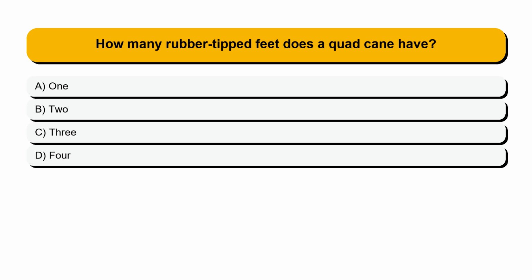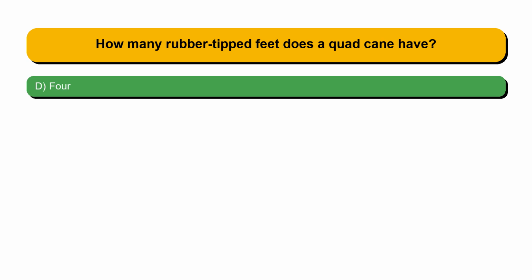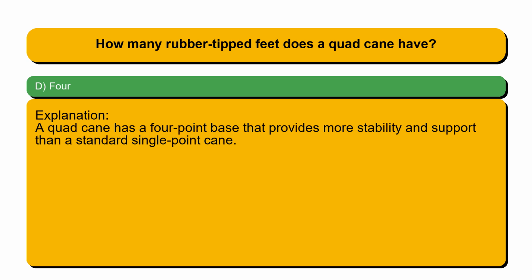Option A, 1, option B, 2, option C, 3, option D, 4. The correct answer is option D, 4. A quad cane has a 4-point base that provides more stability and support than a standard single-point cane.